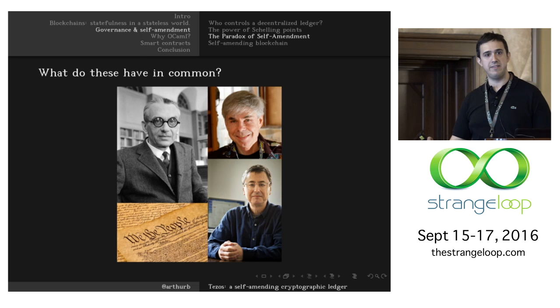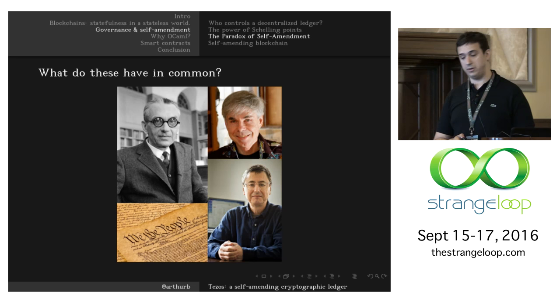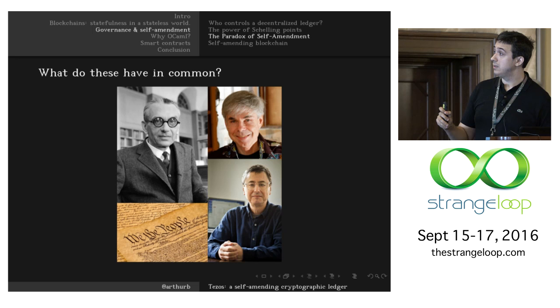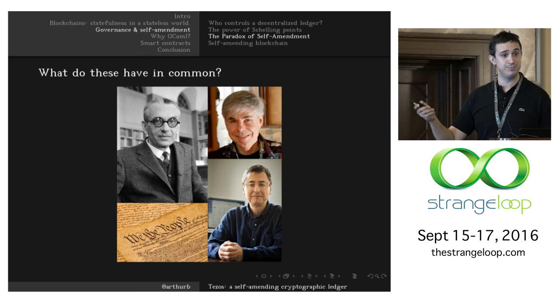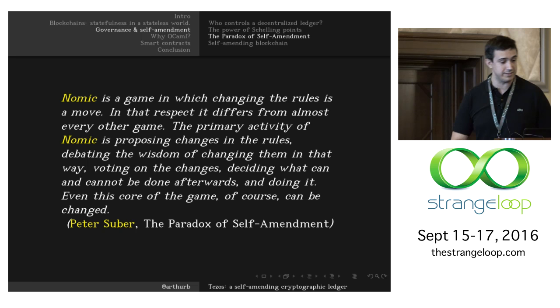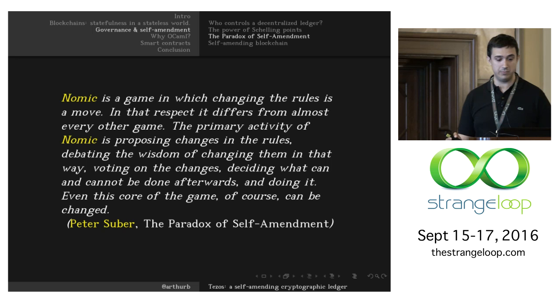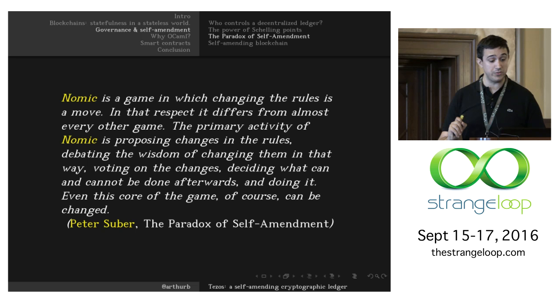Peter Suber is a philosopher. He's now known mostly for his work on open access to academic publications. But he also wrote a book called The Paradox of Self-Amendments and a game named Nomic. And the game Nomic was published by Douglas Hofstadter, who is known for coining the term strange loop. So what is Nomic? Well, in the words of Peter Suber, Nomic is a game in which changing the rules is a move. In that respect, it differs from almost every other game. The primary activity of Nomic is proposing changes in the rules, debating the wisdom of changing them in that way, voting on the changes, deciding what can and cannot be done afterwards, and doing it. And even the score of the game, of course, can be changed.